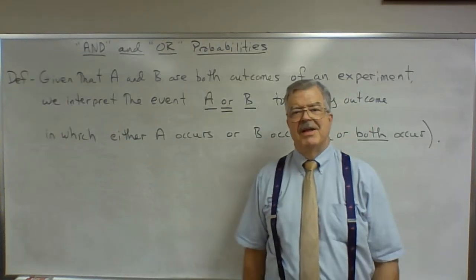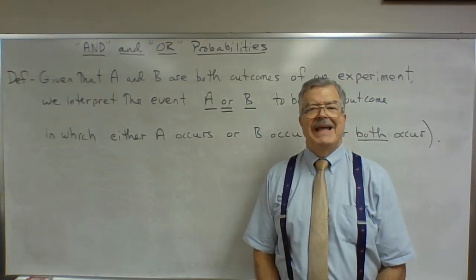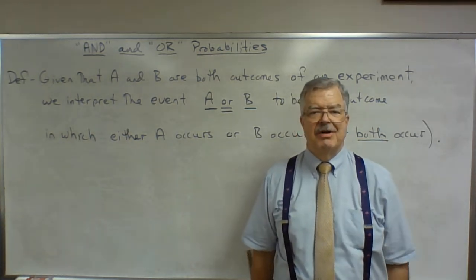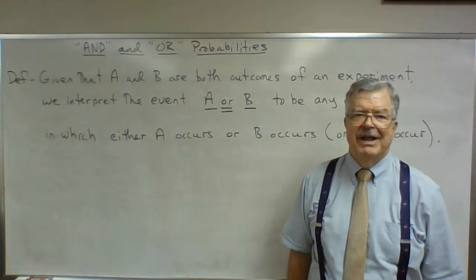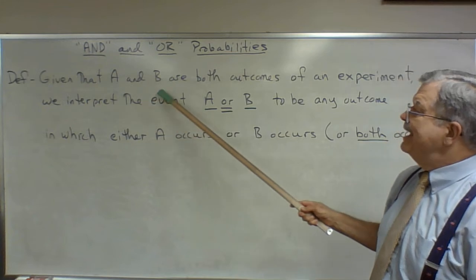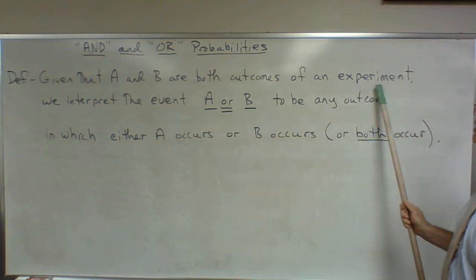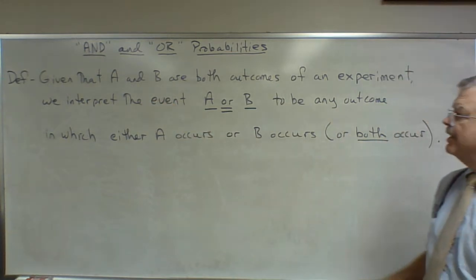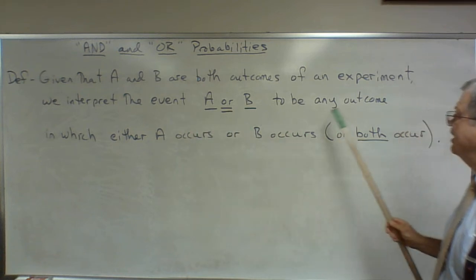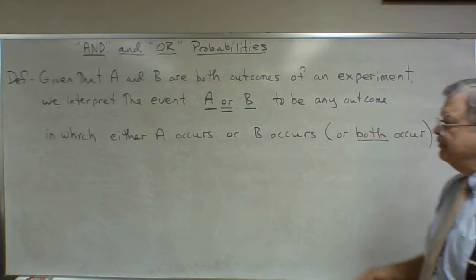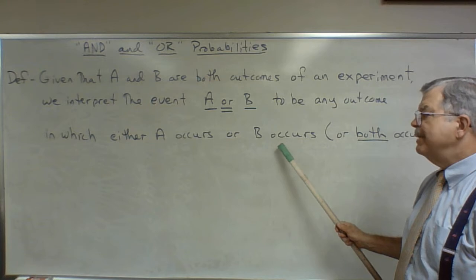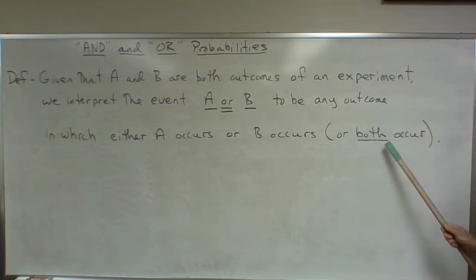Hey everybody, today we're going to be doing "and" and "or" probabilities. If you don't know what that's all about, don't worry, we're going to start right now discussing it. Given that A and B are both outcomes of an experiment, we interpret the event A or B to be any outcome in which either A occurs or B occurs, or both.